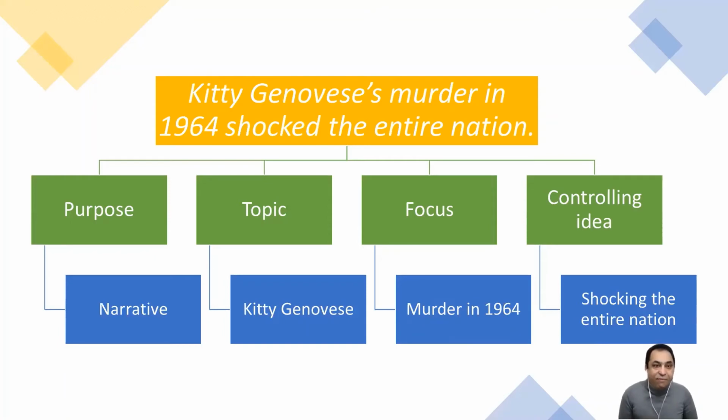Sometimes we write a paragraph because we want to tell a story. It's called a narrative paragraph. So if you start this way, Kitty Genovese's murder in 1964 shocked the entire nation, and people want to know what happened. So the topic is Kitty Genovese, and the focus is her murder in 1964. The controlling idea is how it shocked the entire nation.